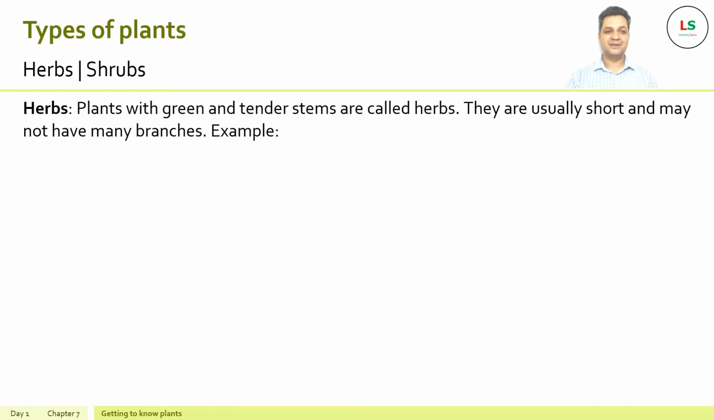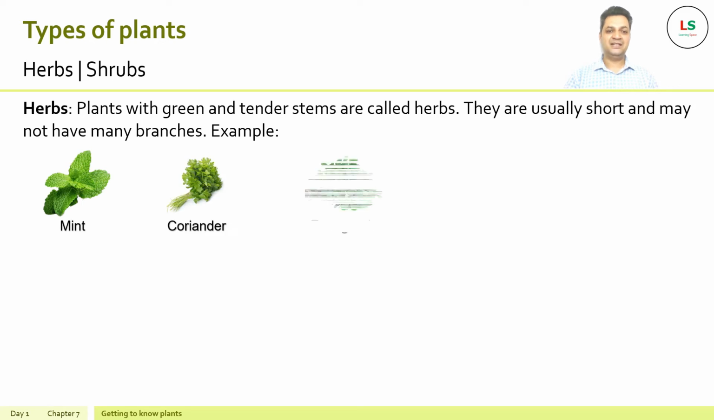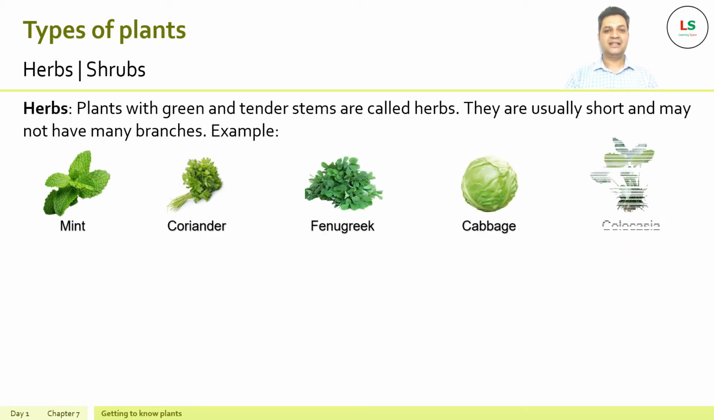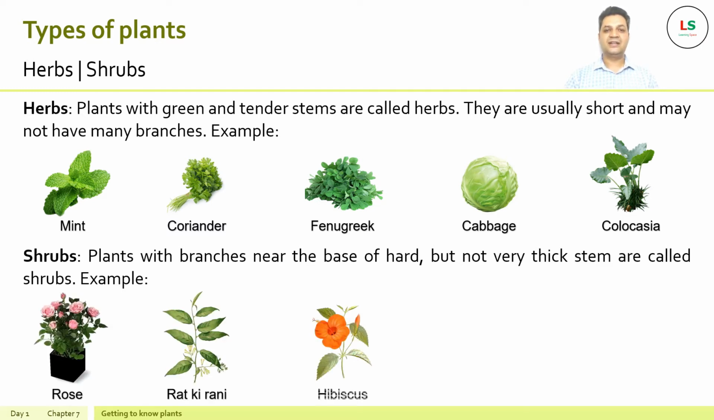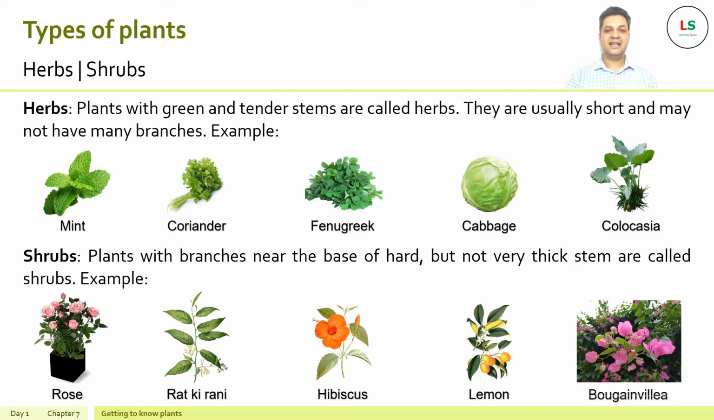So here we have the herbs. Plants with green and tender stems are called herbs. They are usually short and may not have many branches. We have examples as mint, coriander, fenugreek, cabbage and colocasia, or also called arbi. When it comes to shrubs, plants with branches near the base of hard but not very thick stem are called shrubs. Examples: rose, rathirani, hibiscus, lemon and bougainvillea.